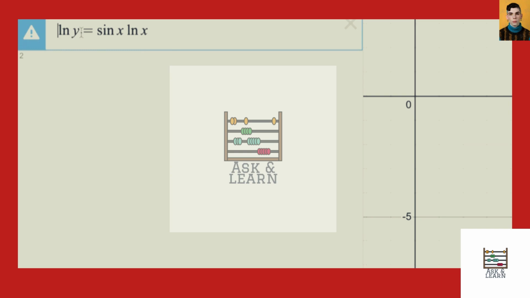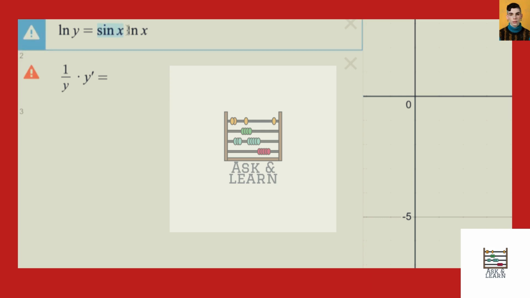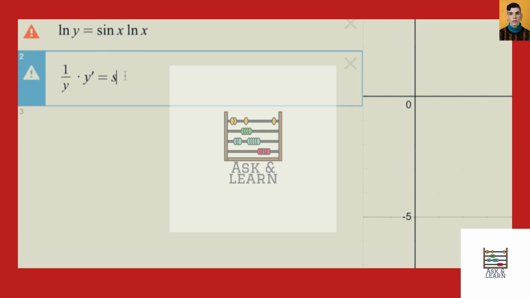So when we take the derivative of this portion right here, we get 1 over y times y prime, and that's going to be equal to, here we'll use what's known as the product rule. You may have already been doing it a lot at this point. So with the product rule, we take the first portion of the product and just keep it there, but we multiply it by the derivative of the second portion.